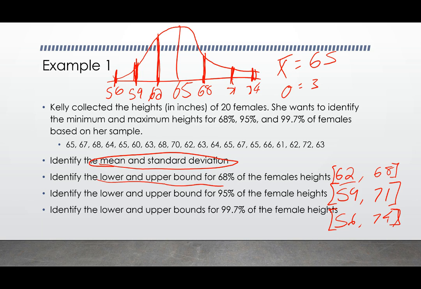All right. So again, what that's saying is that for the heights of females, 68% of the females are between 62 and 68 inches. 95% of the females are within 59 and 71 inches, and 99.7% of the females are between 56 and 74 inches.